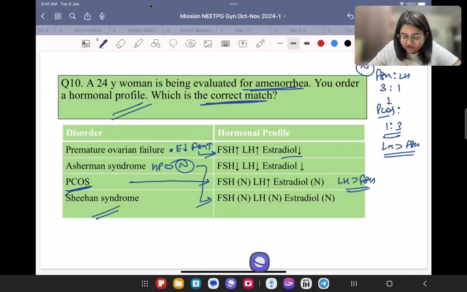And Sheehan syndrome, pituitary failure. Pituitary failure means FSH, LH are going to go down. Estrogen is also going to go down. So everything is going to be less. Okay.